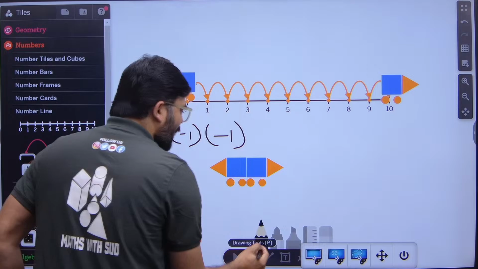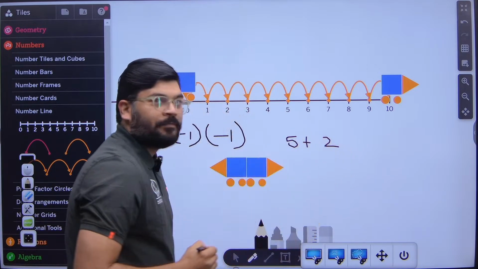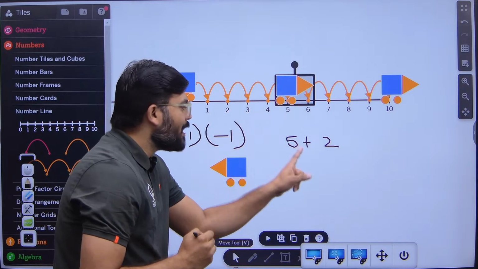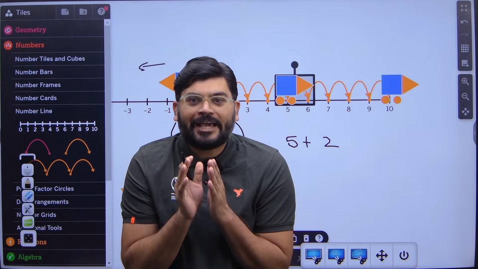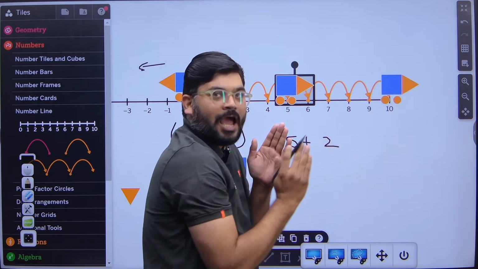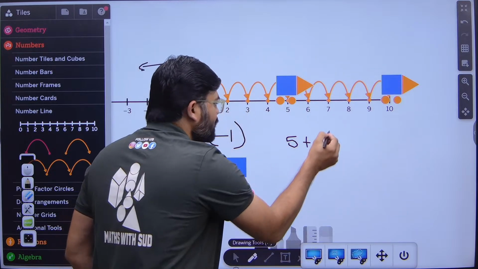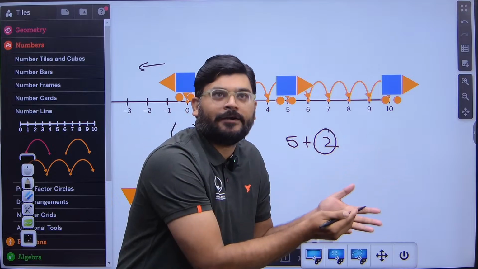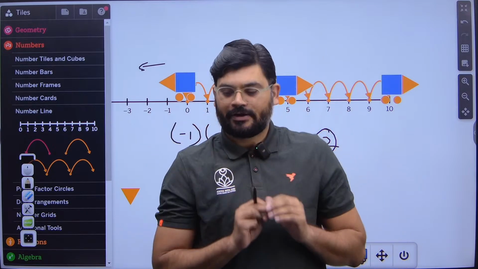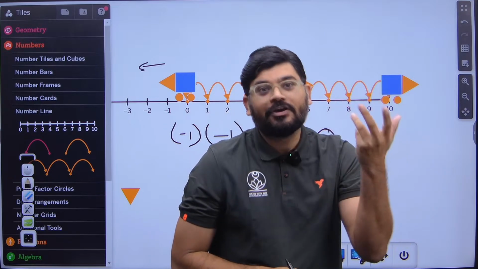Okay, so if I say 5 plus 2, it means you are standing on 5, and plus means you will look in this direction because you have to move right, and plus 2 means you will go forward. This 2 represents you will go forward. So how many steps will you go? 1, 2. And where will you reach? 7.